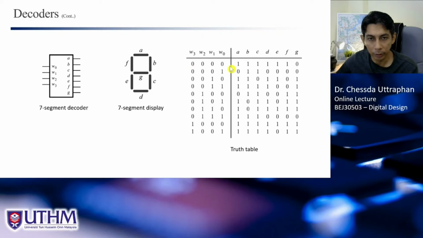For example, number 0, A should be 1, B 1, C, D, E, F, only G is 0. So that will display number 0. So this is the 7-segment decoder, right? If number 0 comes, it will display number 0 on the 7-segment. If number 1 comes, in hexadecimal here, it will display number 1, and so on until we have number 9 here. 1001 is 9.